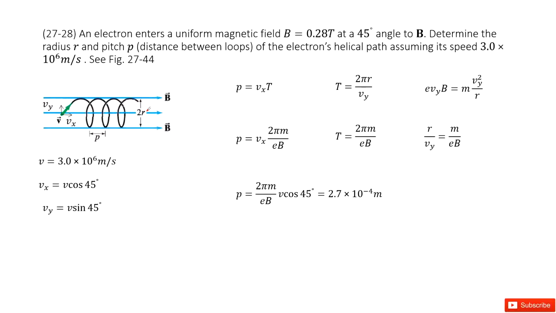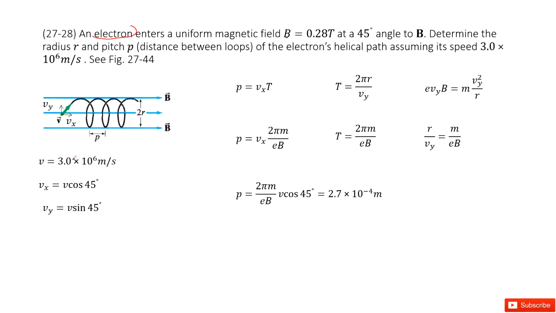Let's look at problem 28 in chapter 27. Chapter 27 is about magnetism. So there we have an electron. This electron carries one unit of negative charge, right? And then it enters a uniform magnetic field B. There, the velocity V and B, with an angle of 45 degrees, determine the radius R and the distance D. This is the distance between loops of the electron's helical path.